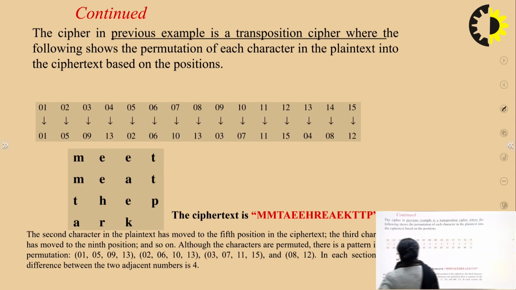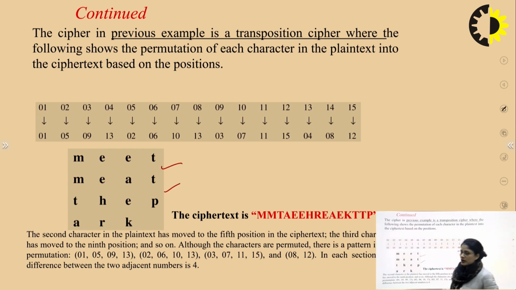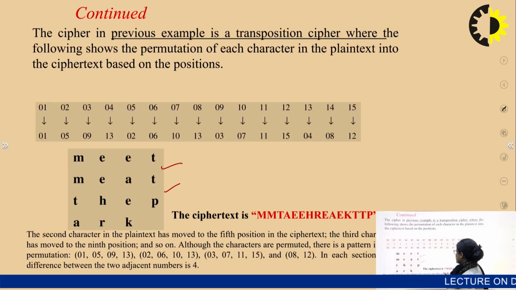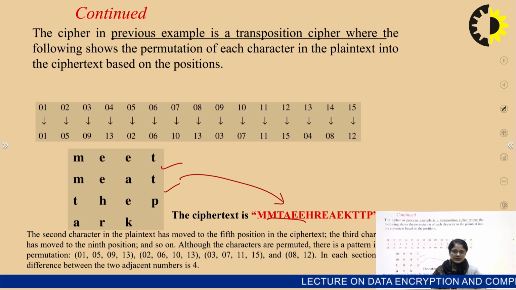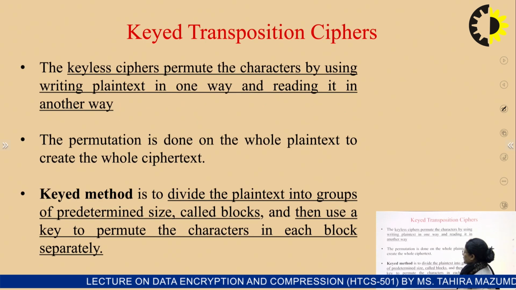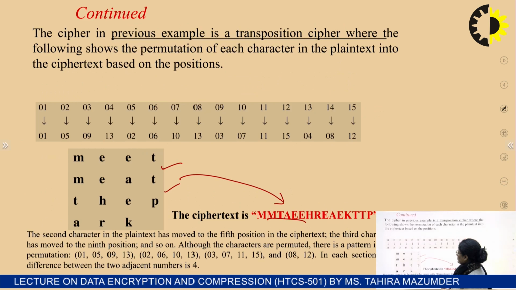If you are analyzing the previous example, we are saying that it is an example of a transposition cipher. Why so? Because all the letters are still existing. We are not substituting a letter by another letter, but rather we are just rearranging the position of the letters.